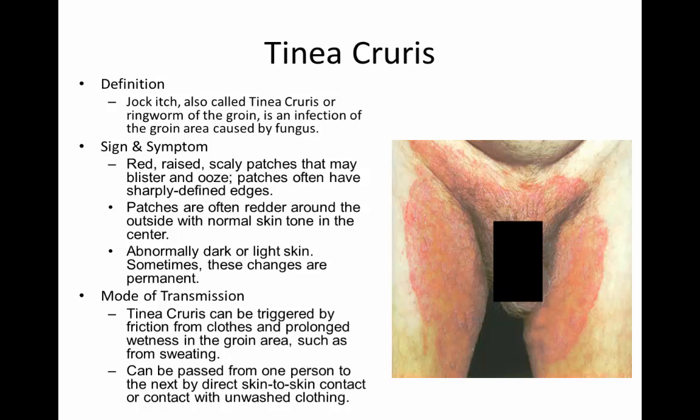Tinea cruris is also known as jock itch or ringworm of the groin. It is an infection of the groin area caused by a fungus. Signs and symptoms include red, raised, scaly patches that may blister or ooze. Patches often have sharply defined edges. Patches can be redder around the outside with normal skin tone in the center. In abnormally dark or light skin, sometimes these changes in pigmentation are permanent. Tinea cruris can be triggered by friction from clothes or prolonged wetness in the groin area, such as from sweating. This can be passed from one person to the next by direct skin-to-skin contact or contact with unwashed clothing.